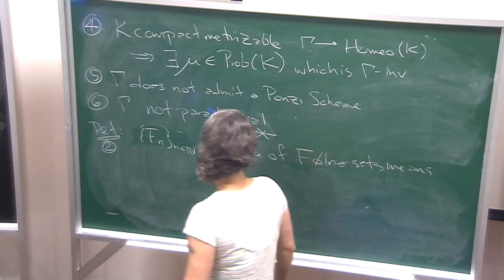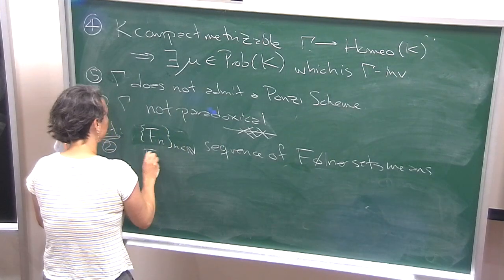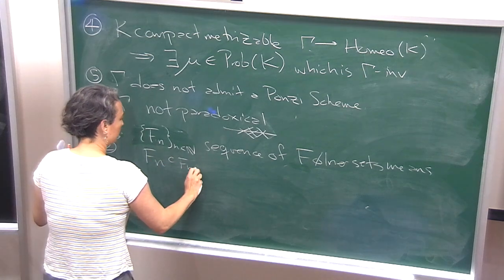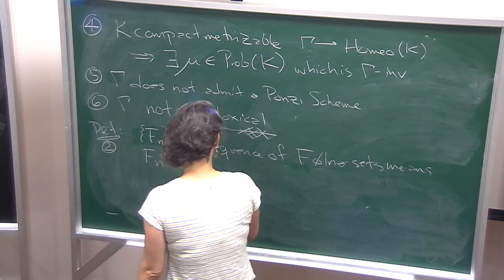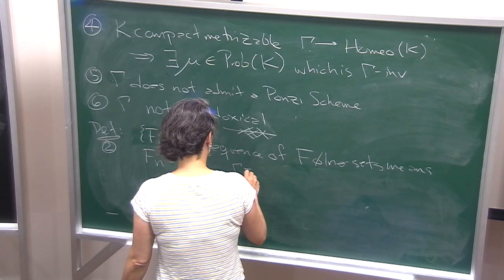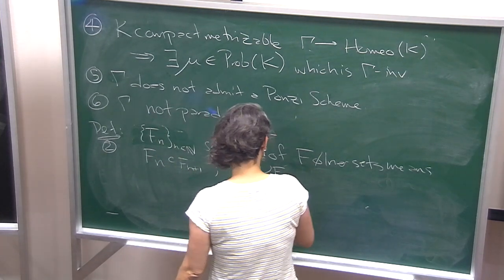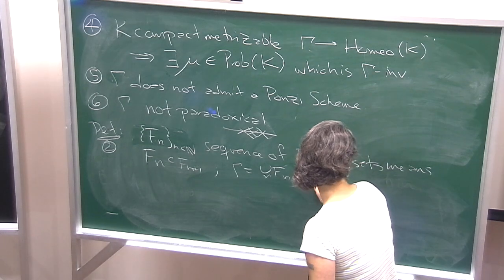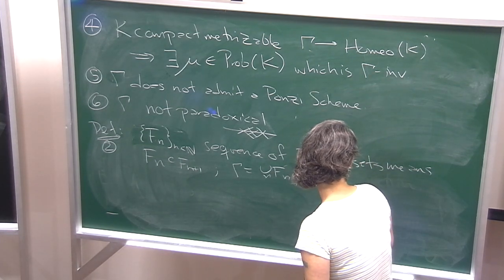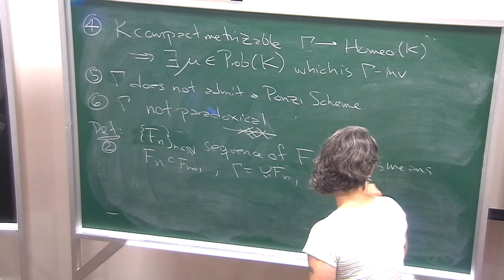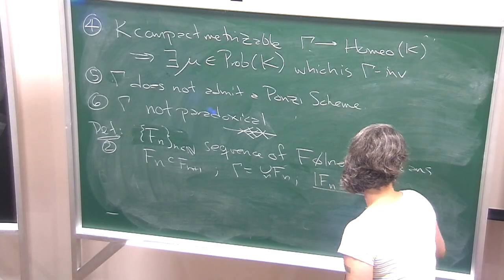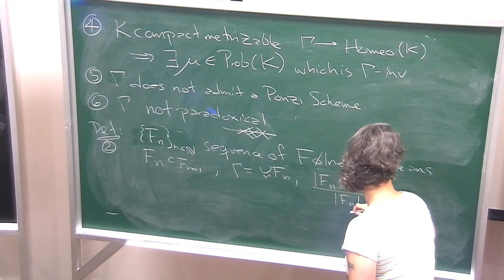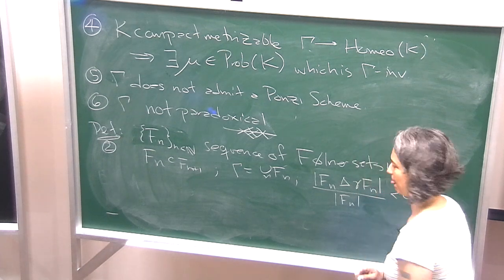Means that, well, they're nested. And they exhaust my group gamma. And they're sort of asymptotically invariant. So the cardinality of Fn symmetric difference gamma Fn, divided by the cardinality of Fn, is finite. Okay?